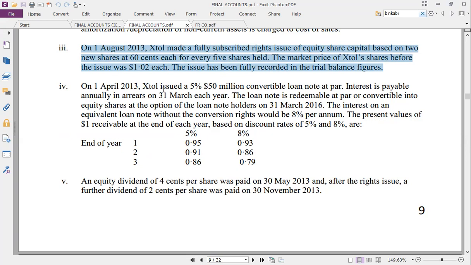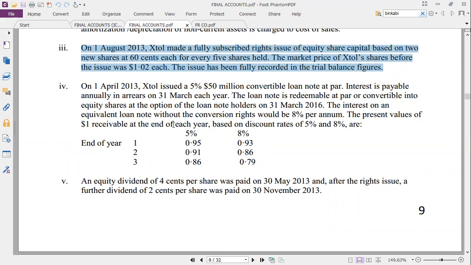Fine. The loan note is redeemable at par or convertible into equity shares at the option of the loan note holders on the 1st March 2016. The interest on equivalent loan notes without the conversion right will be 8%. Now watch this footnote carefully. Yes, watch this footnote carefully.